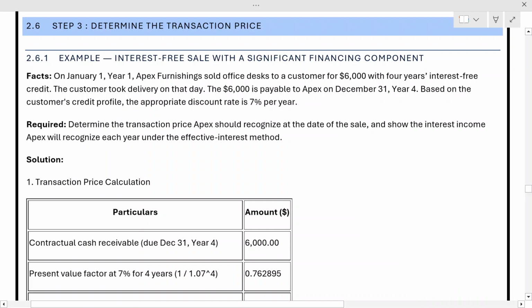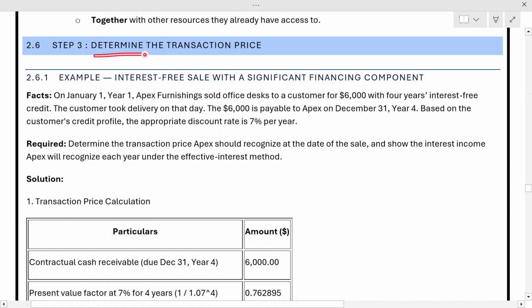Okay, now let's try to understand how we determine the transaction price. For determining the transaction price, we need to see one example wherein a customer has purchased furniture from furnishing company Apex, and the customer will be paying $6,000 within 4 years, and the amount is entirely interest free. So the customer has taken the delivery on the same day, meaning today he has taken the delivery, but this $6,000 is payable to Apex after 4 years.